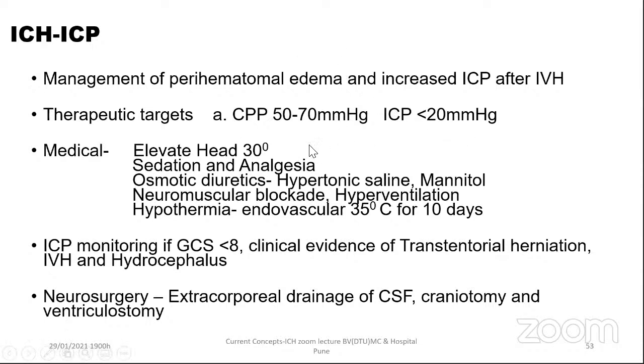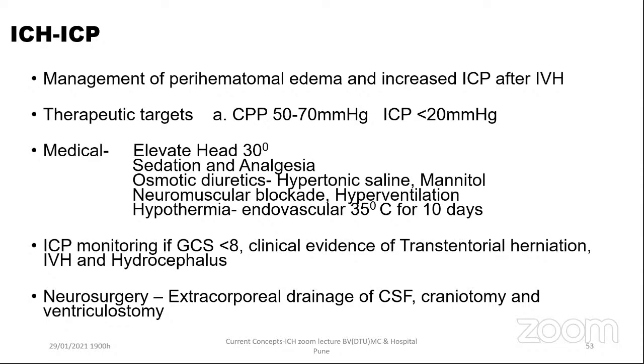So elevate the head, sedation and analgesia, hypertonic saline or mannitol, neuromuscular blockade, hyperventilation, and hypothermia, endovascular 35 degrees centigrade for 10 days also has been tried. So ICP monitoring is required if GCS is less than 8 and clinical evidence of transtentorial herniation, intraventricular hemorrhage and hydrocephalus. One thing is that mannitol, this said that you should use if you are able to monitor ICP, and extraventricular drainage of CSF, craniotomy, ventriculostomy.